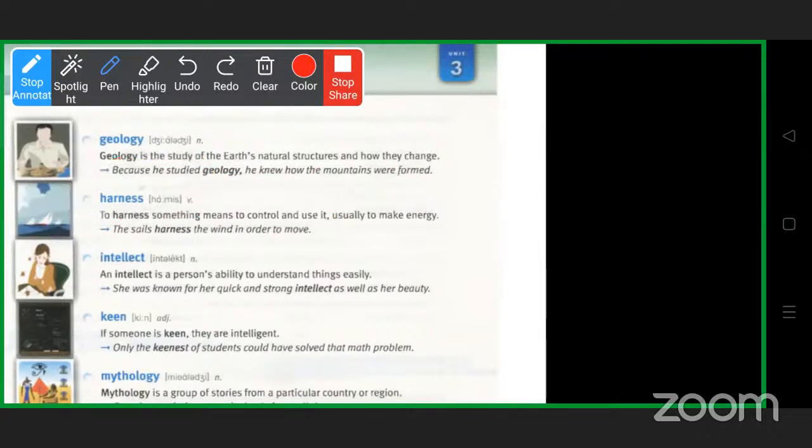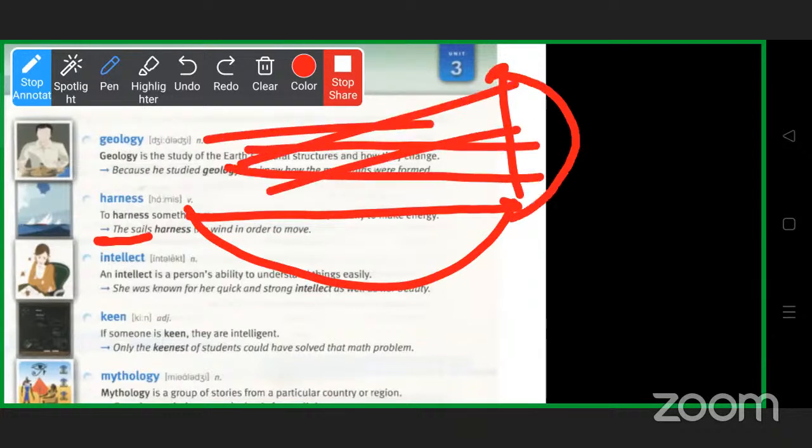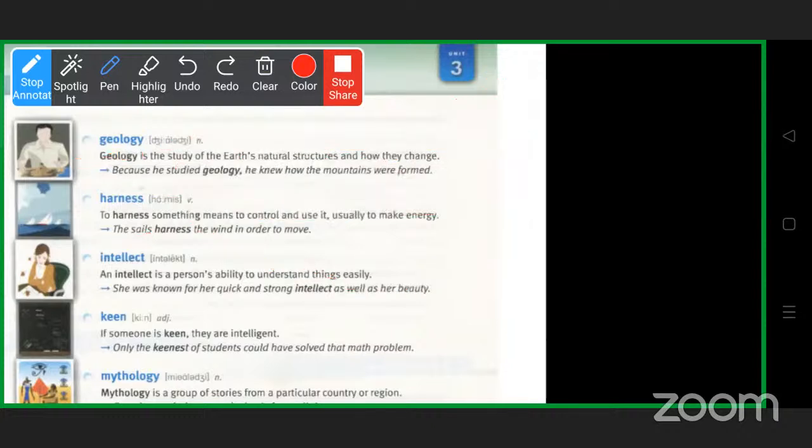So here the sails, for example a boat has its sails like this. That will control the air, so air will blow from this direction into the sails, and it will control the air accordingly to move forward. The sails harness the wind in order to move. So it controls and uses the wind to move further. Intellect is a very beautiful word. Intellect means wisdom.